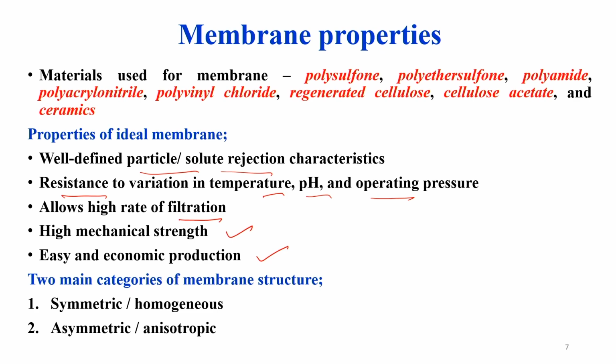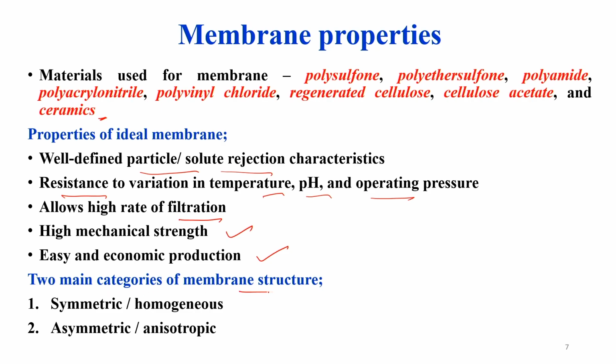So, there are various materials, mostly of polymeric origin, like polysulfone, polyether sulfone, polyamide, polyvinyl chloride, cellulose acetate and ceramics. These are the materials which are being used for the preparation of membrane. Mostly there are polymers and there are a few ceramic membranes also. And if you see, these are different polymers, so they may also have different functional groups. Depending on the functional group, again they help in different kinds of separation processes.